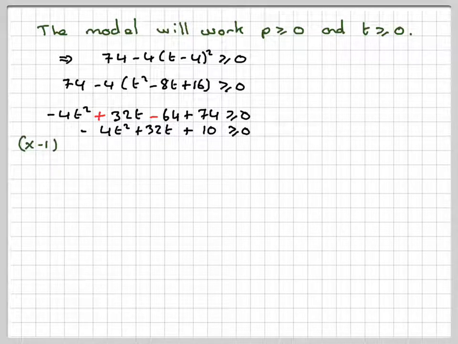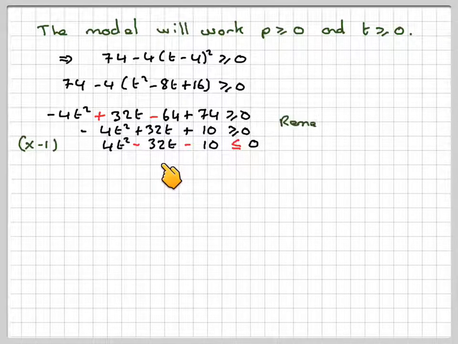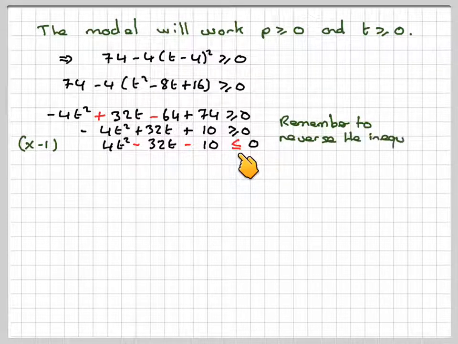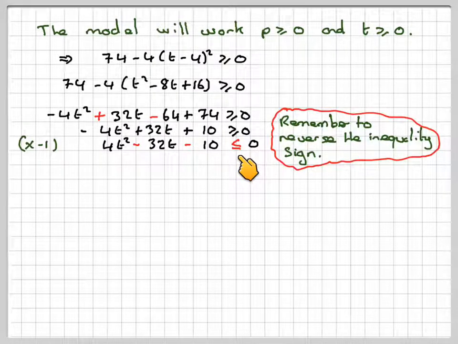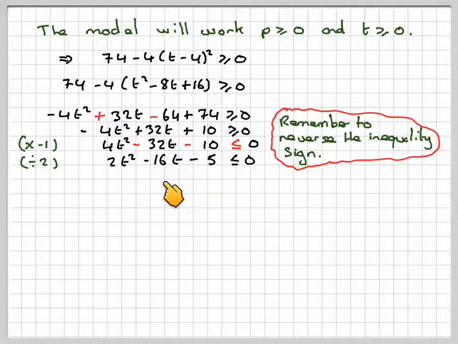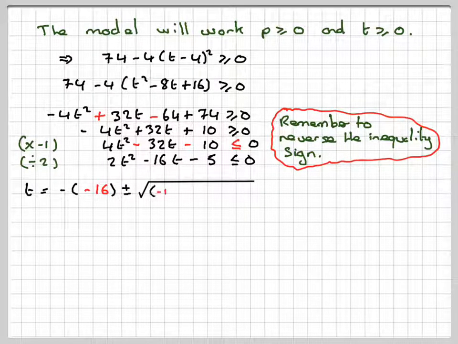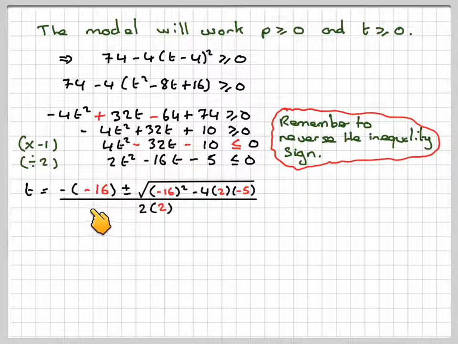Multiplying by −1, it gives me 4T² − 32T − 10, but we now need to remember to reverse the inequality sign because you're multiplying both sides by a negative number. Notice that 0 times −1 is actually 0, and these are all divisible by 2, so we get 2T² − 16T − 5 ≤ 0. So using the quadratic formula to find the critical values, we're going to have T = (−(−16) ± √((−16)² − 4 × 2 × (−5))) / (2 × 2). Make sure that goes in brackets.